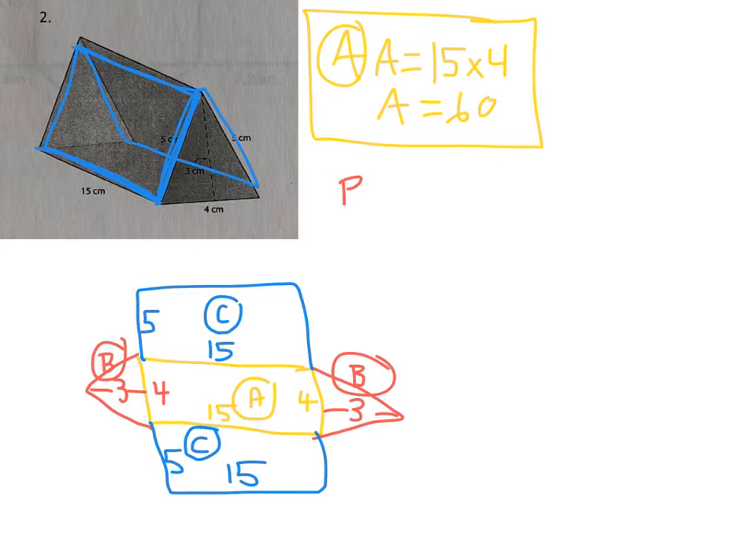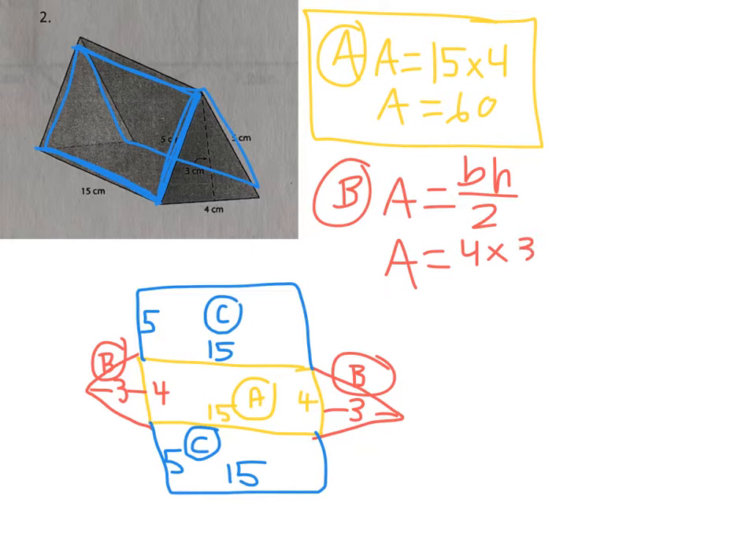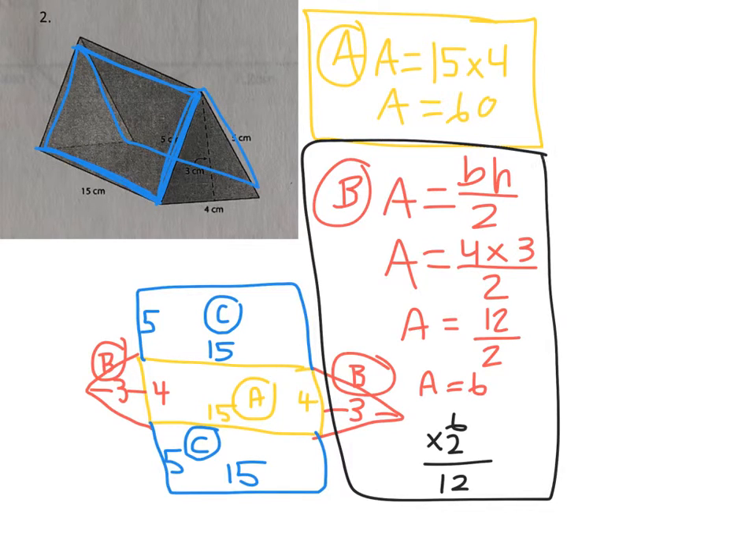Shape B is a triangle. So we need to do area equals base times height divided by 2. In this case, our base was 4 times our height of 3 divided by 2. 4 times 3 is 12. 12 divided by 2 is 6. Now that's the area for one of my triangles, so we need to take 6 and multiply it by 2 since we have 2 of the same triangles, and we'll get 12 as my area for shape B's.